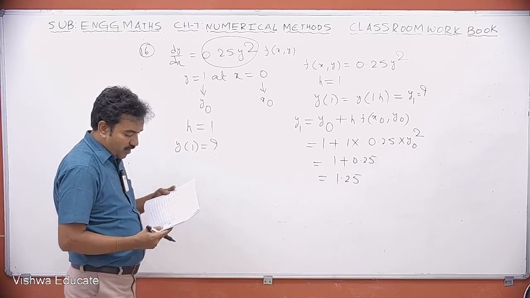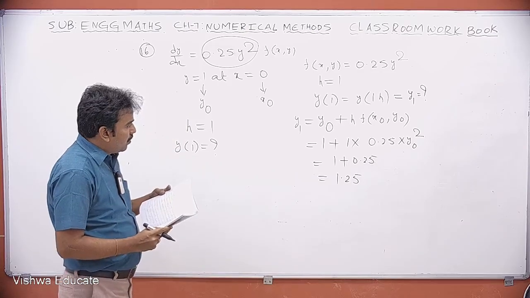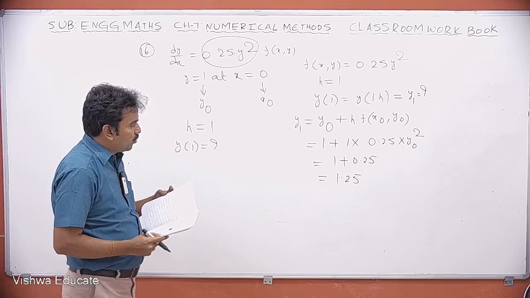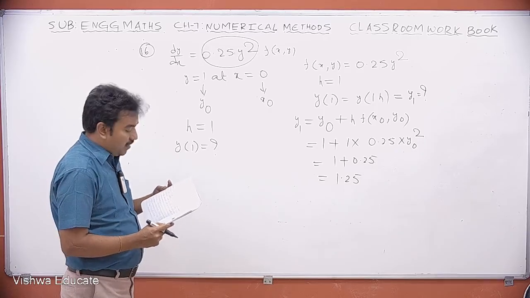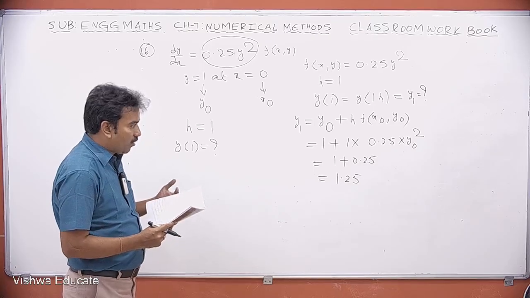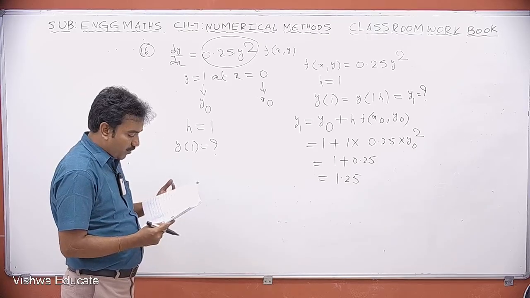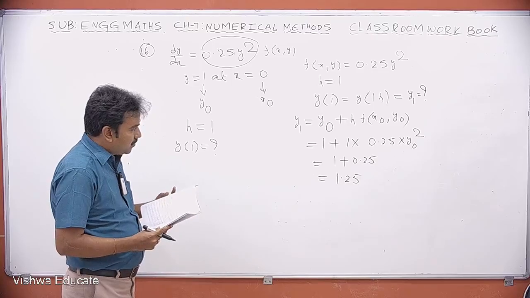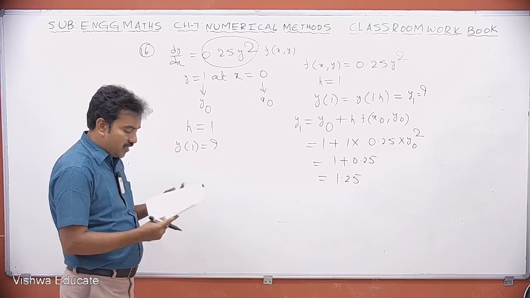Y value is 1 at x equal to 0. Y naught plus h into f of x naught y naught. F of x naught y naught is 0.25 into y naught square. Y naught is 1. That is very clear. So 1 plus 0.25, it is 1.25.